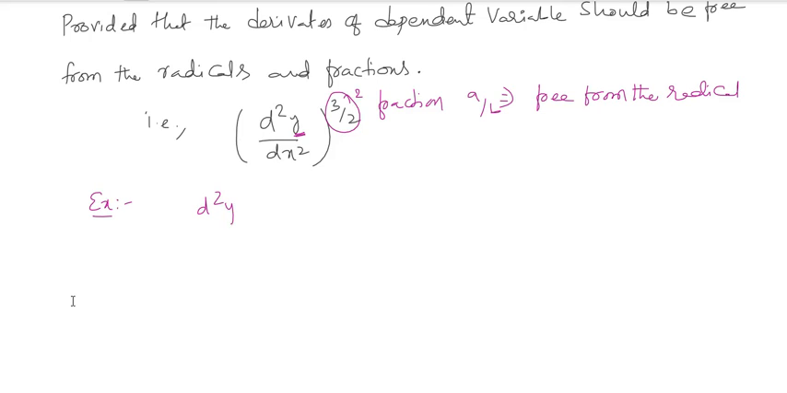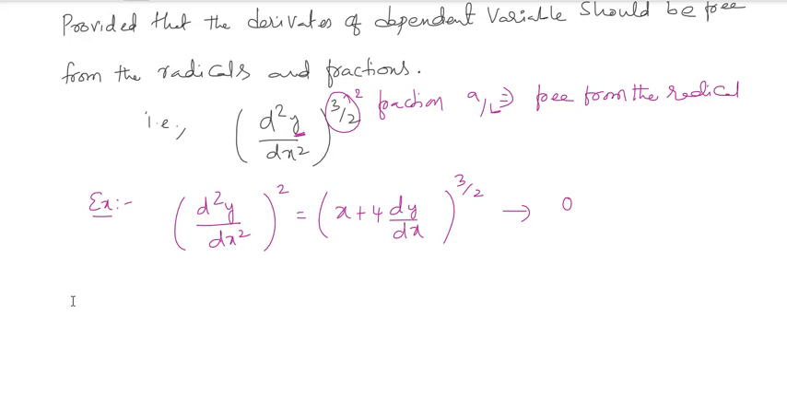Suppose you are having d square y by dx square whole square, which is equivalent to x plus 4 into dy by dx whole to the power of 3 by 2. Can you give me the order as well as the degree of this differential equation? If it is this one, can you give me what is the order and what is the degree for this? Can you calculate? See, how will you calculate it? Can you give me that now?